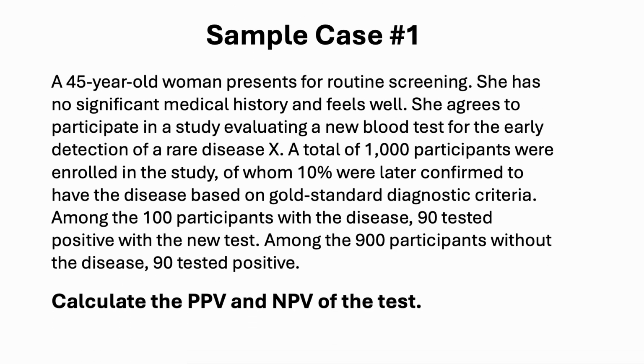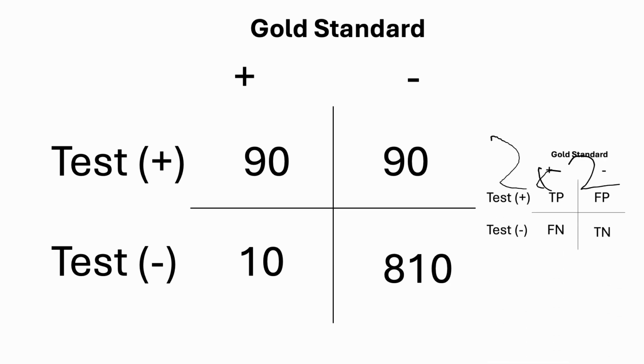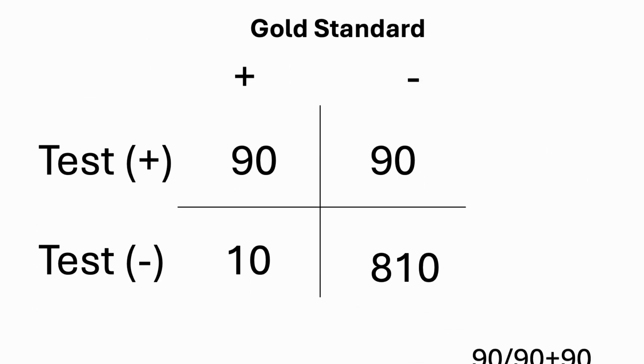So here's the same sample case, but this time it's asking us to calculate the positive predictive value and negative predictive value. So again, we have our 2x2 table that we filled out. This is the third time. So starting off with positive predictive value.